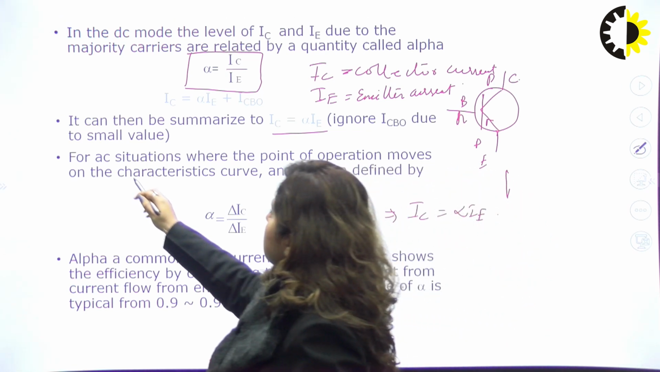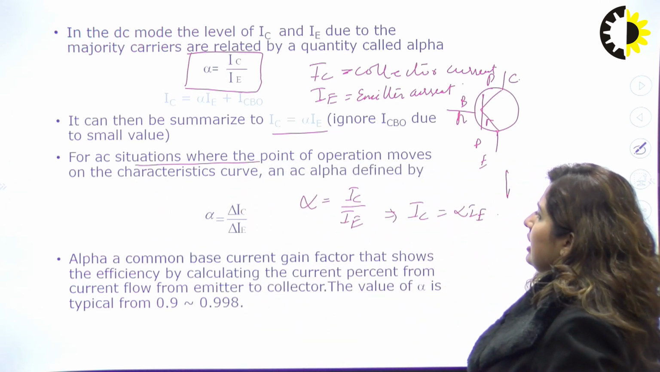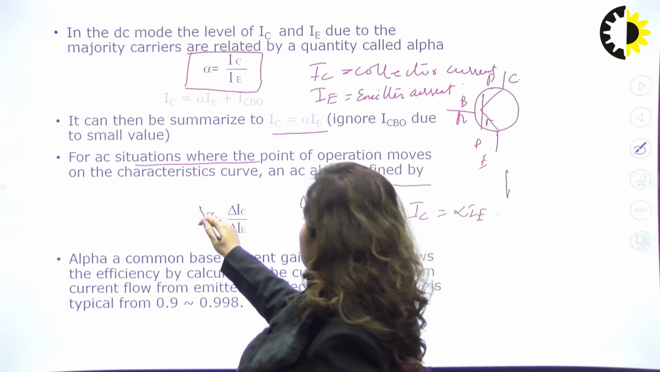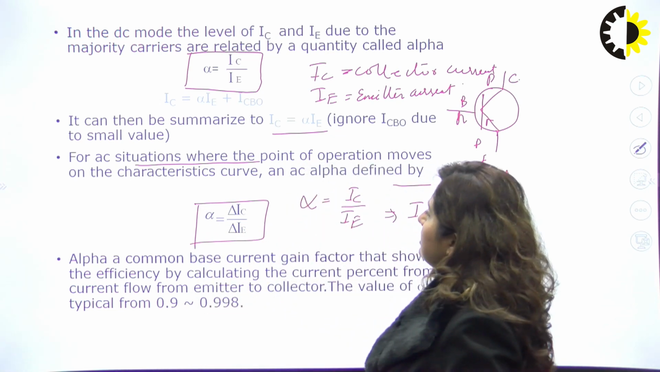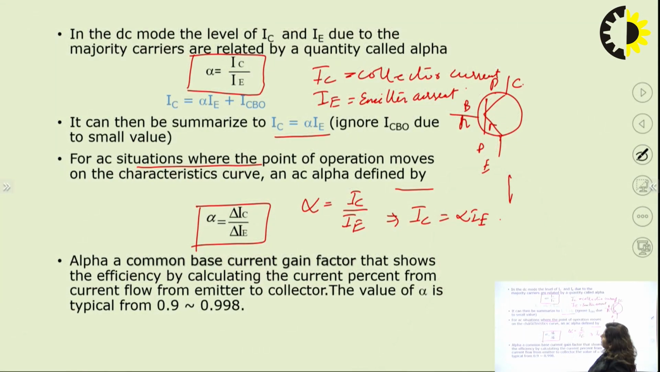For AC situations, where the point of operation moves on the characteristic curve, the AC alpha is defined at that point as alpha equals delta IC upon delta IE. So sometimes we have a dynamic gain and a static gain. For the static type, alpha is IC by IE, and for the dynamic type it is delta IC upon delta IE, which we can find with the help of the characteristic curve.